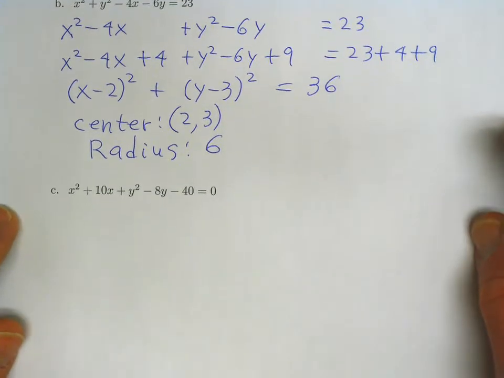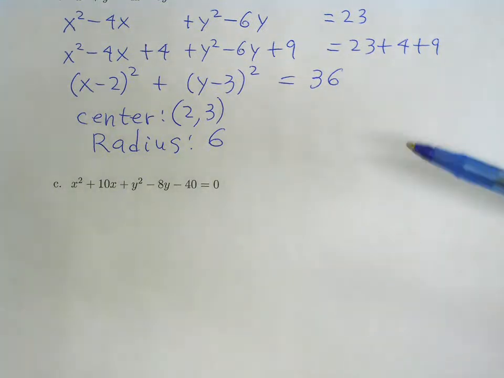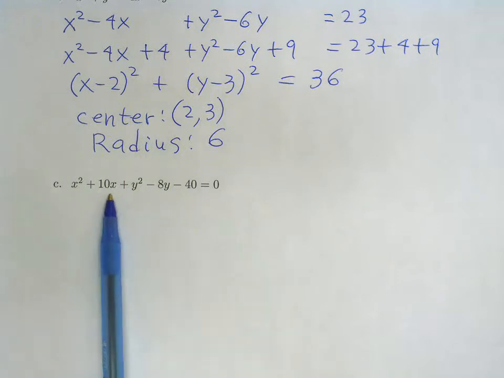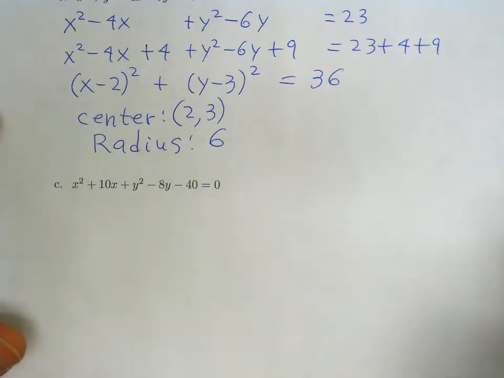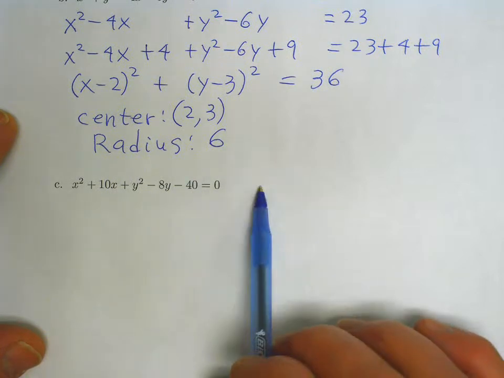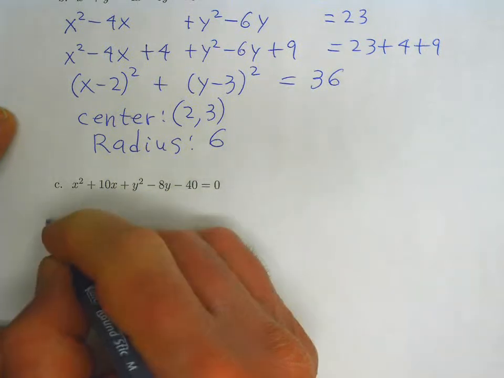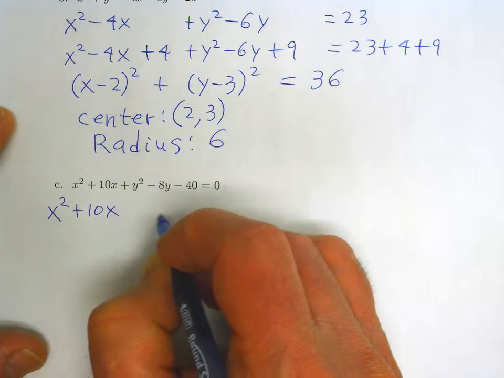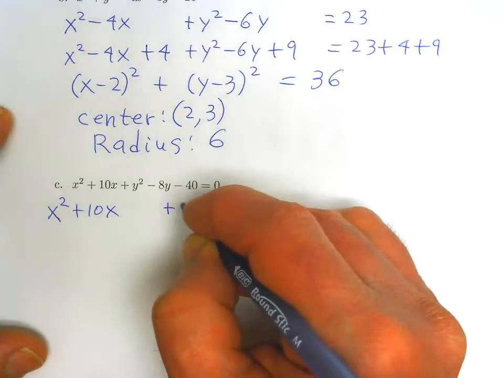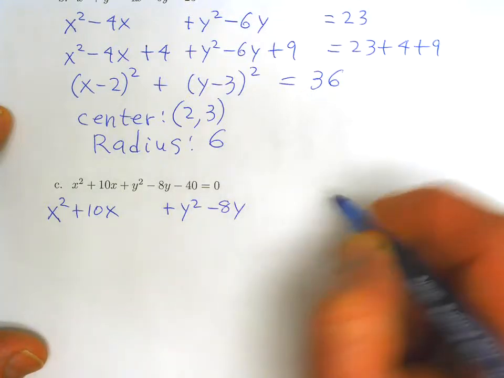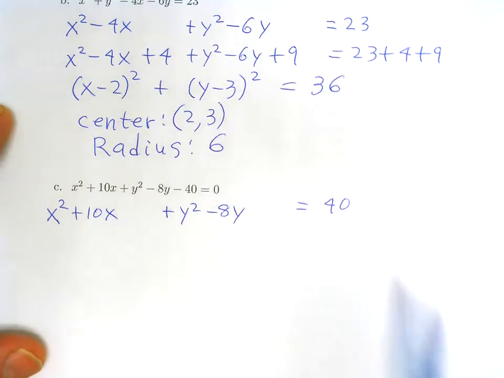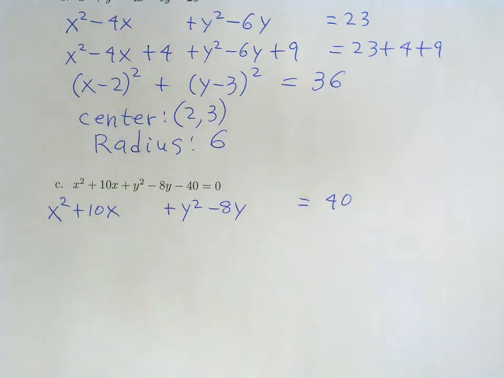Okay, one more example. Here's another equation of a circle. This time we don't have to rearrange the variable terms, x squared plus 10x and y squared minus 8y, but we do have to add the constant, add 40 to both sides. So we'll do that in the first step. X squared plus 10x, leave space for the completing the square, and then plus y squared minus 8y. Leave some space, write the equal sign, and then put 40, add 40 to both sides so that 40 is on the right-hand side.